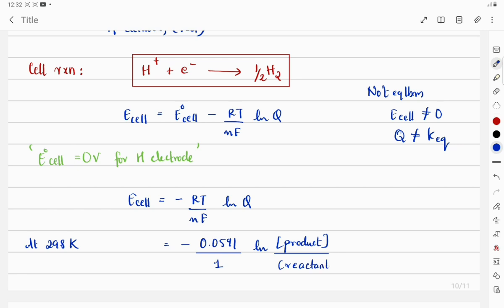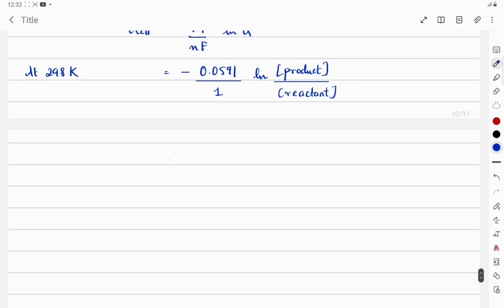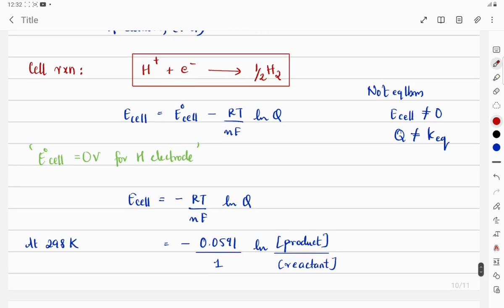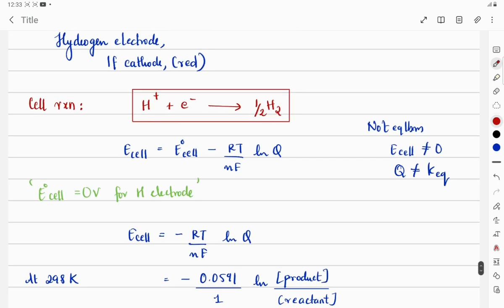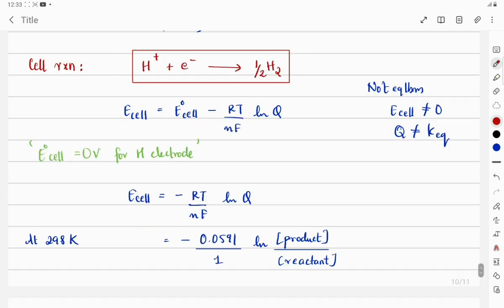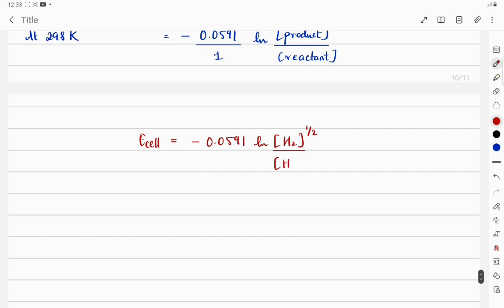Now I need to see what the products and reactants are here. E cell is equal to minus 0.0591 ln. What is the product? The product is H2 gas. So concentration of H2 gas raised to 1 by 2, because the stoichiometric coefficient was 1 by 2, divided by the reactants, H plus and an electron. Obviously we are not going to represent the concentration of electrons, so we will take only the concentration of H plus.